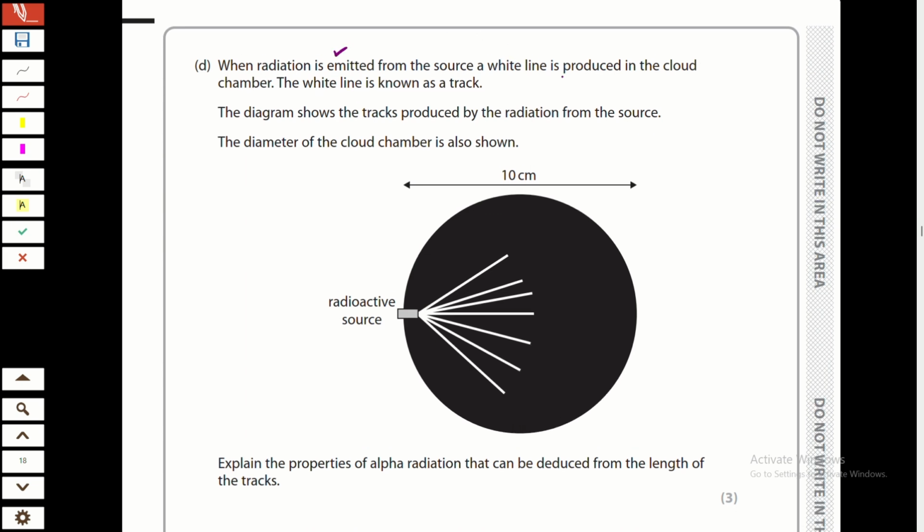The last question of this one is basically D. When radiation is emitted from the source, a white line is produced in the cloud chamber. The white line is known as a track. These white lines are called tracks, and they can be seen inside the cloud chamber. The diagram shows the tracks produced by the radiation from the source. So these white lines are actually produced by the radiation from the source.